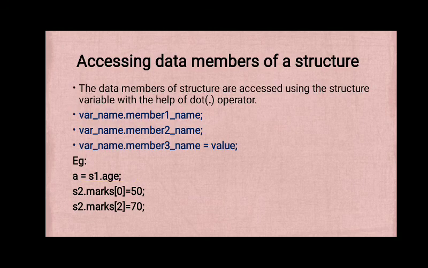You can give any name. I'm just giving an example here. So S1 dot roll number can be written here. Similarly, S2 dot marks of 0, S2 dot marks of 2, anything like that can be written there. You can write S1 dot roll number, S1 dot age, whatever variables you have given inside, those corresponding variables, the data members, can be used here.